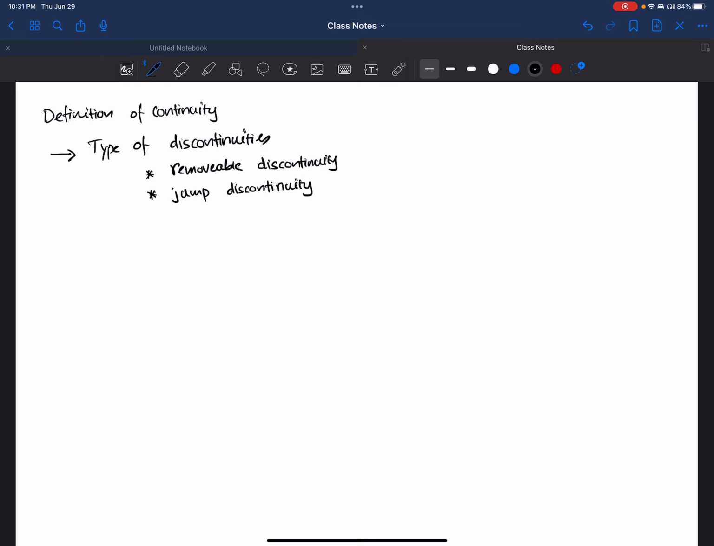When we talk about jump discontinuity, we're going to look at one-sided continuity as well. So in that topic, it's a subtopic, one-sided continuity. There we're going to talk about right continuity, left continuity, and then we talk about the definition of continuity on an interval.